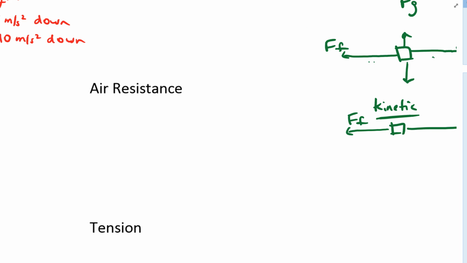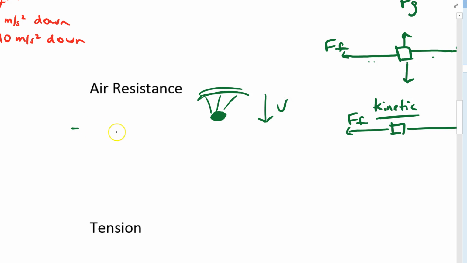Air resistance. How could I draw an example of air resistance? Let's say I've got a falling ball with a parachute here. There's my diagram of a parachute, not really a great one. So this thing's falling down. First of all, air resistance is not always really a factor. It increases.